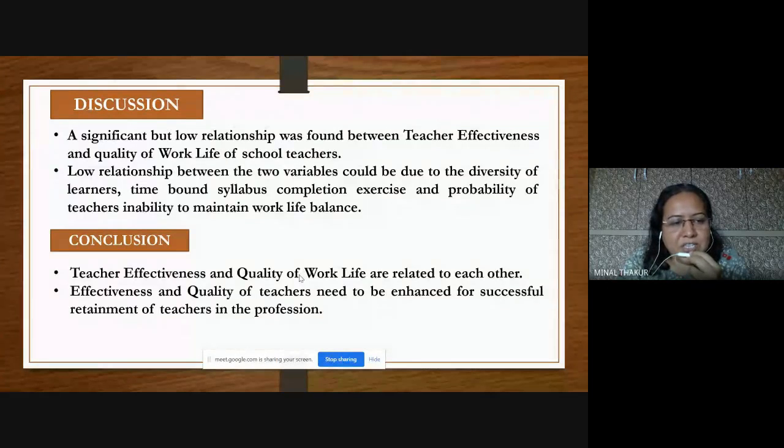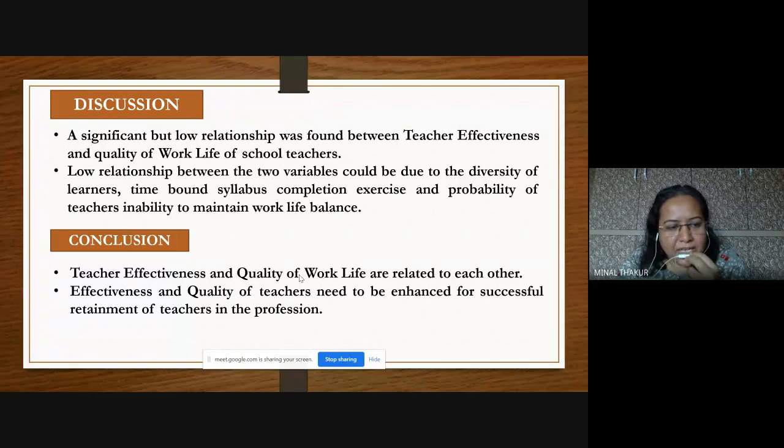Now this low relationship could be because of the diversity of learners, that is students come from various backgrounds, religious and also socio-economic. Then time-bound completion of the syllabus: you have been given a stipulated time period in which you have to complete your syllabus, and therefore you cannot be effective all the time even if you try to be. And third is the probability of teachers' inability to maintain work-life balance. If you are unable to maintain a balance between your work life and your family, then you may not be able to be effective and efficient.